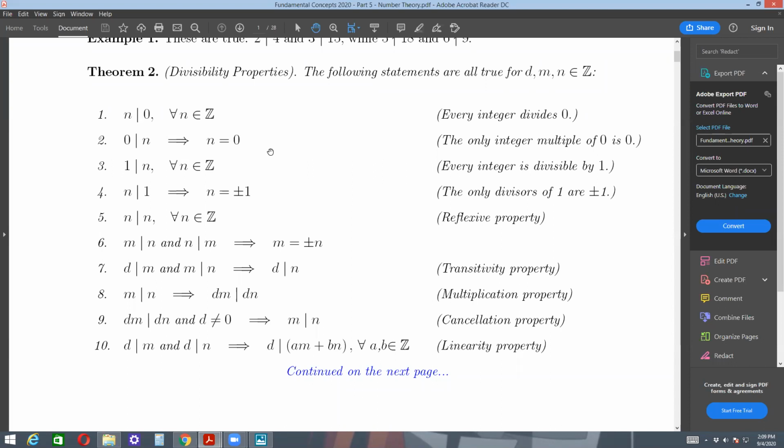We're not saying that we actually divided 0, and up here, we're not saying that we actually divided something by 0. We're just using the definition of divisibility, which is different in this case.